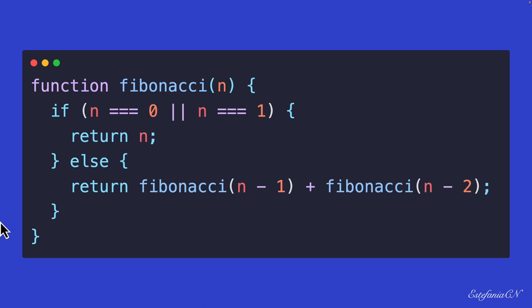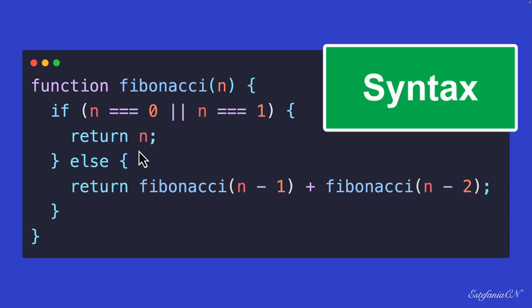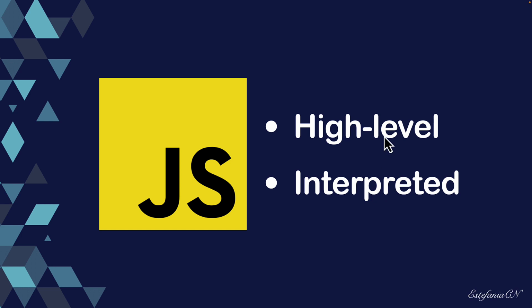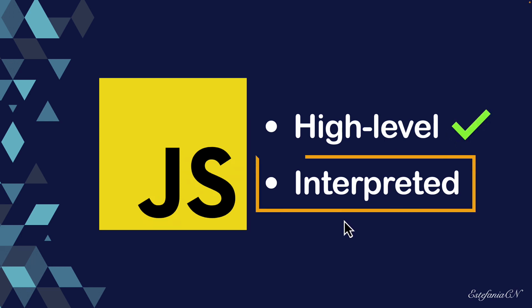You can see that we find words that we usually use in our daily lives. Function, if, else, return. We use these keywords and we just need to use them following a specific set of rules called a syntax. But overall, JavaScript is relatively easy to read. Now that you know why JavaScript is a high-level programming language, let's see why it is interpreted.